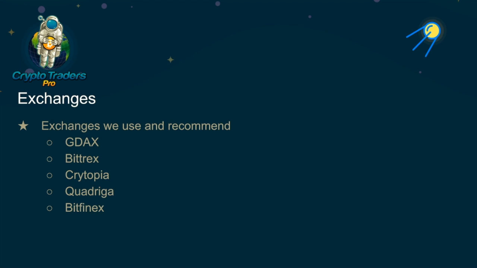Adam's going to be covering Quadriga. Quadriga is an exchange in Canada, and you're able to buy Bitcoin using Canadian dollars on this exchange. Lastly, Matt's going to be covering Bitfinex. Bitfinex is another exchange that we like to use, and it has a lot of coins that are accessible for trading, and it's a great exchange as well.